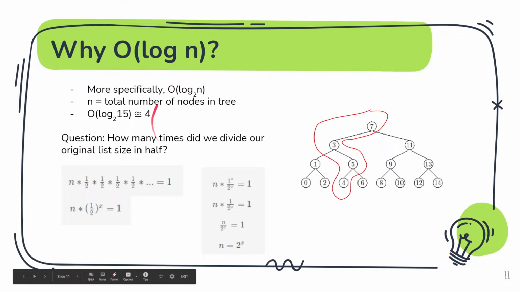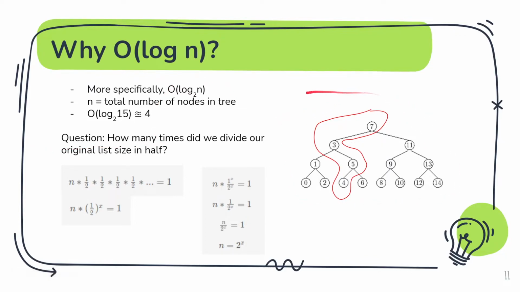We start out with 15 nodes. So the total amount of nodes we have here is 15. Then as we disregarded this right subtree, we finally came to 7 nodes. Then we divided up another time going to the right subtree, and now we have 3 nodes. And then finally we have 1 node, which is our target node. The number of divisions it took to reach our target node was 4, which is equivalent to log base 2 of n. Essentially, the question we're asking ourselves is how many times we divided our original list size in order to get to our target value.